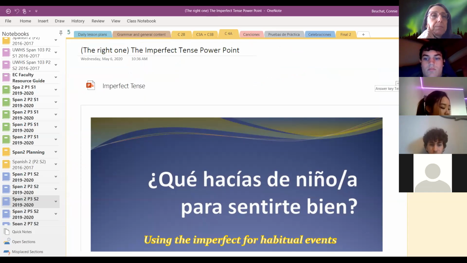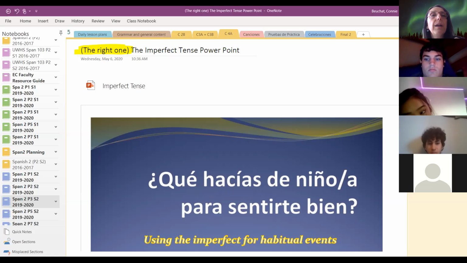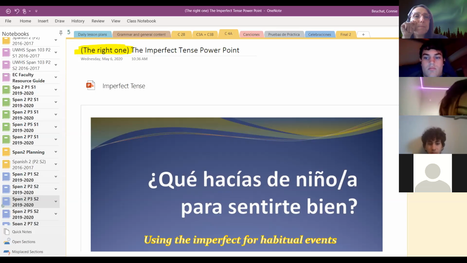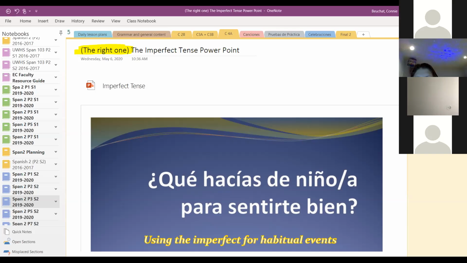Do you see 2 of them? One of them says the right one. Do you see that, guys? I want to keep only the page that says the right one. The other one, I want you to delete it because it has a mistake. So I want you to get rid of it. You know what we're doing? ¿Sí o no?